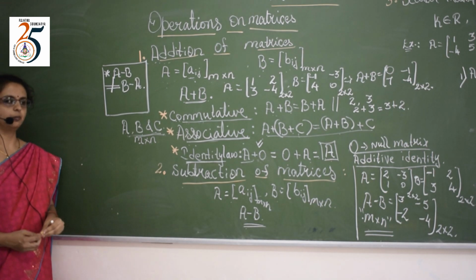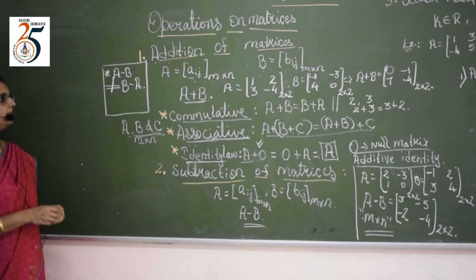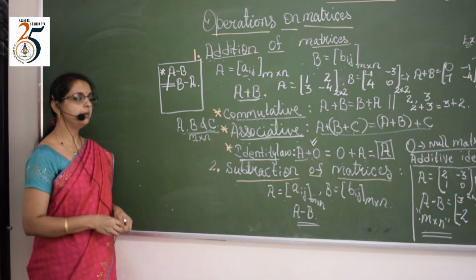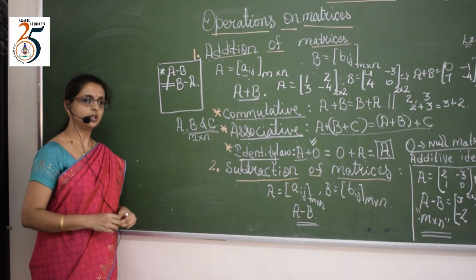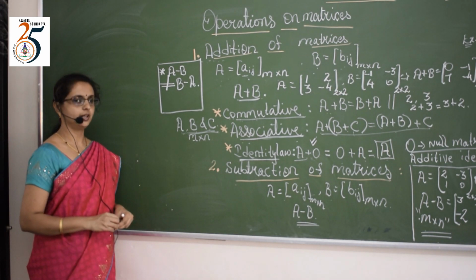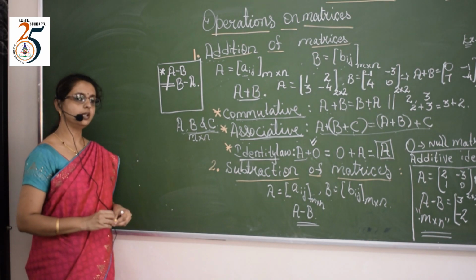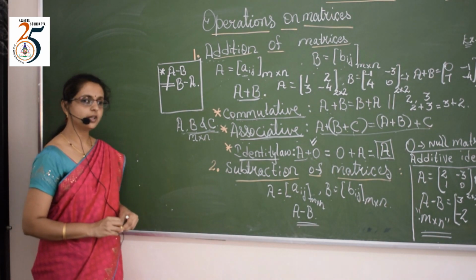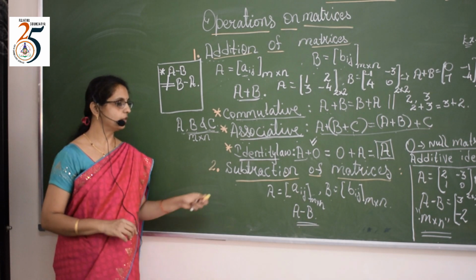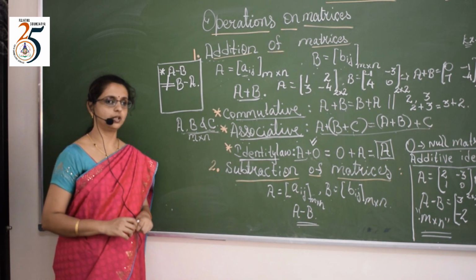Subtraction of matrices properties: A minus B is never equal to B minus A, because it is not true even for real numbers. On the same basis, it is not true even for matrices. Point to be remembered: subtraction of matrices is non-commutative. Important point.